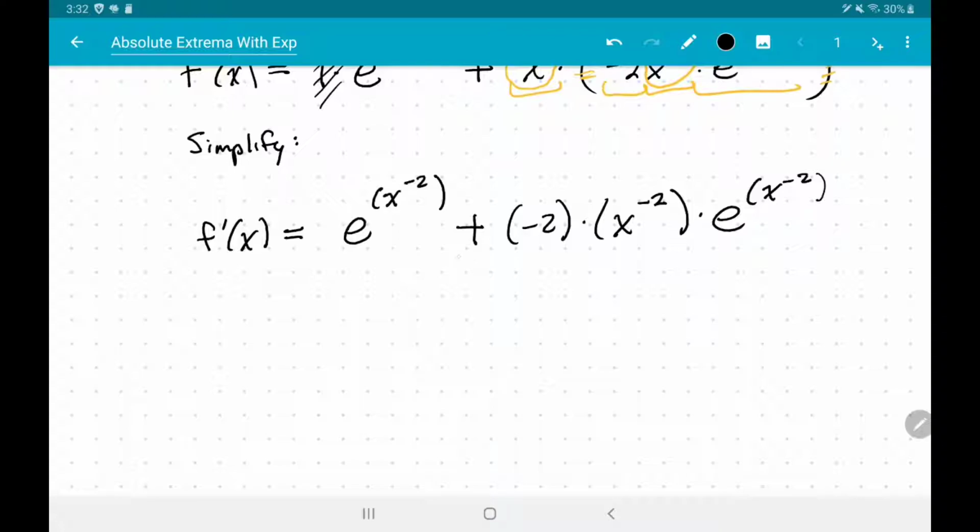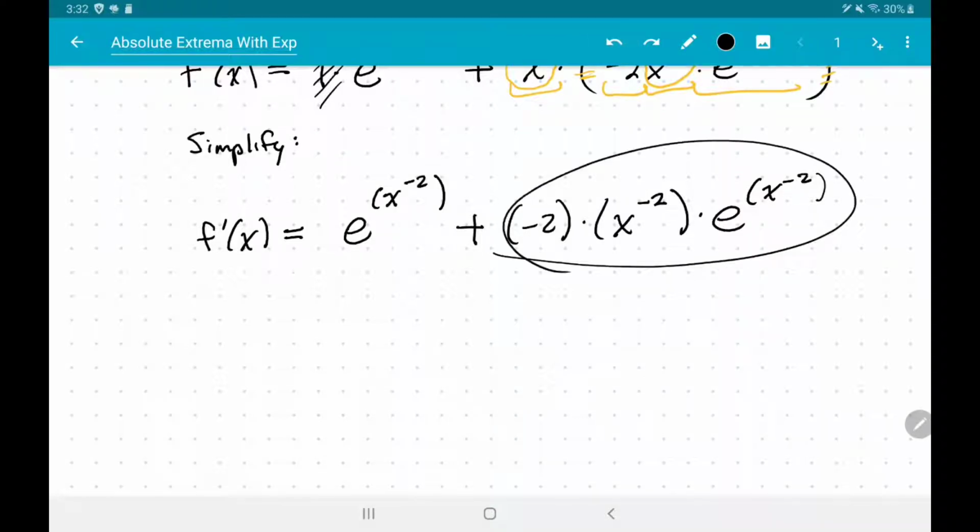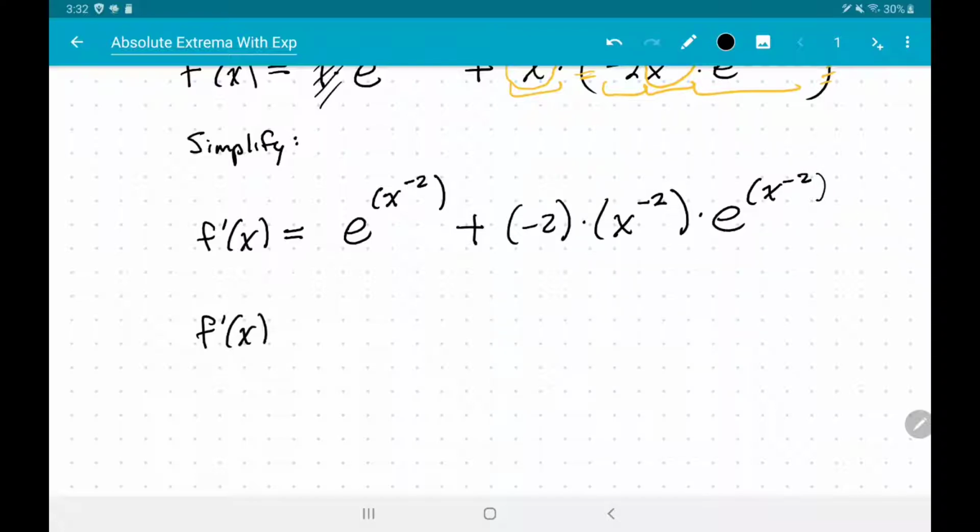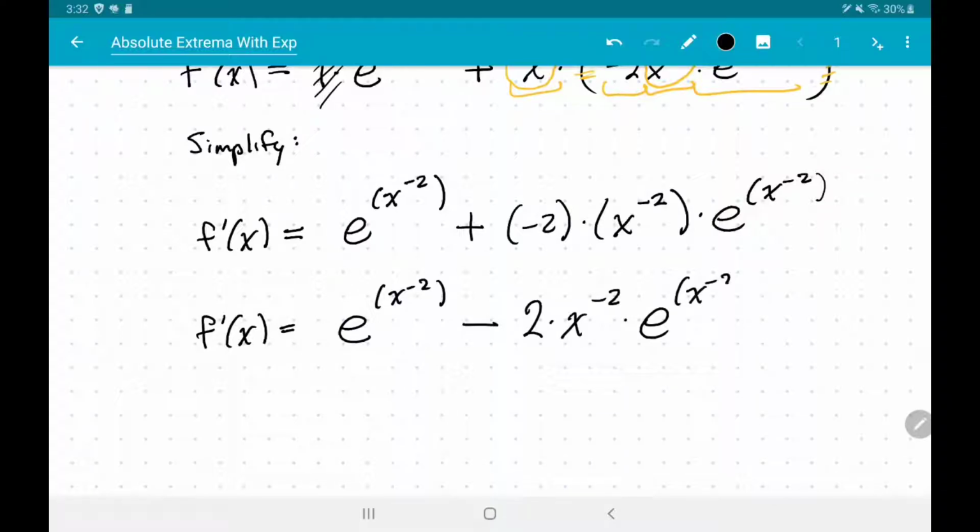Finally, mostly the next line I can just rewrite this a little more smoothly. Since I have a negative factor in this group of 3 factors, I can replace that addition with subtraction. And now I have 2 times x to the negative 2 times e to the x to the negative 2. So that's as good a place as any to stop with the derivative.